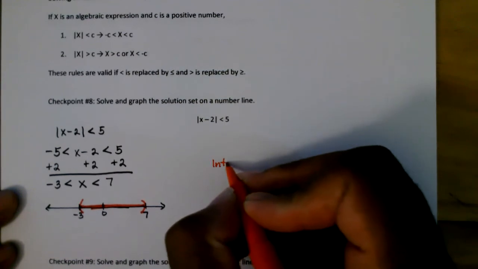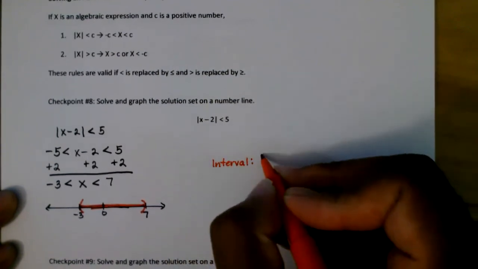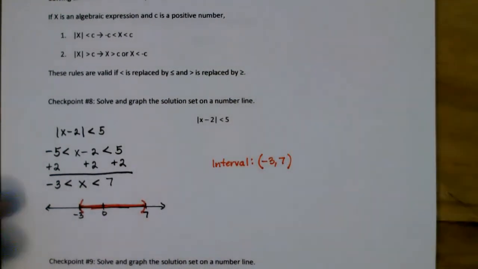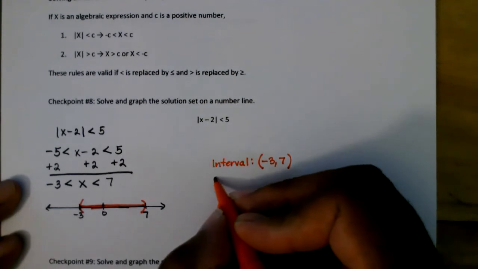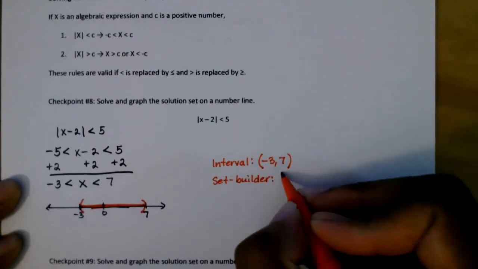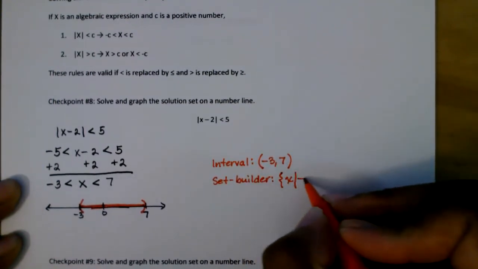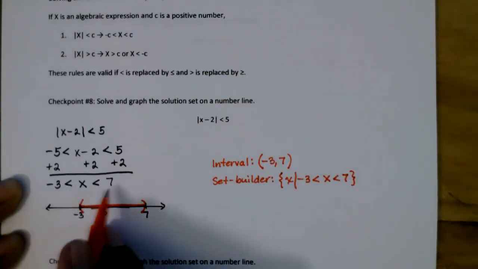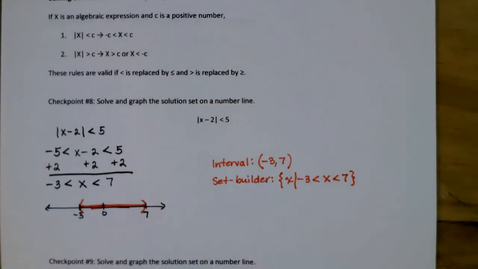And of course, the interval notation would be negative 3 up to 7. And those endpoints are not included, by the way, as you can see in the graph. And then for the set builder notation, that will be the set of all x such that negative 3 is less than x and less than 7. So I'm just copying over that solution for the inequality statement. Okay.